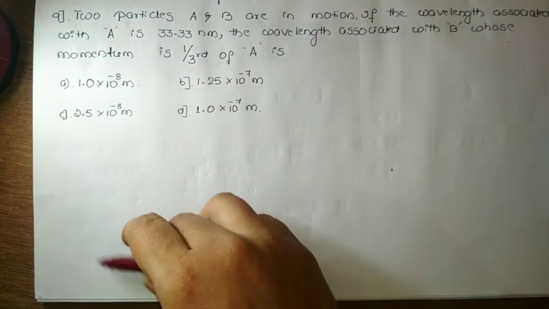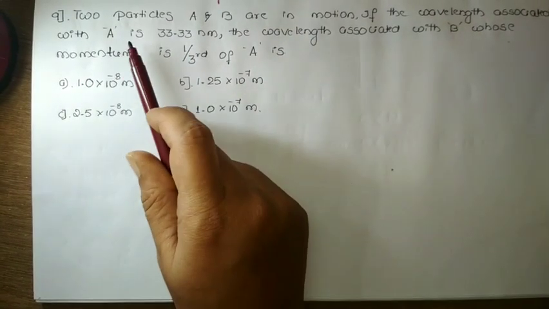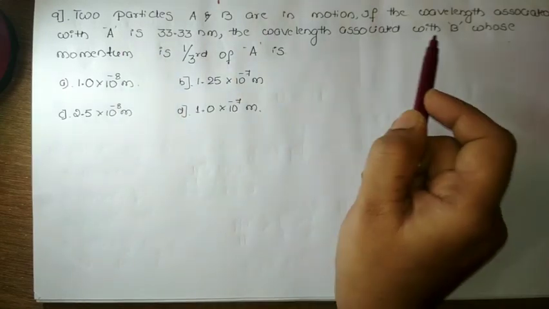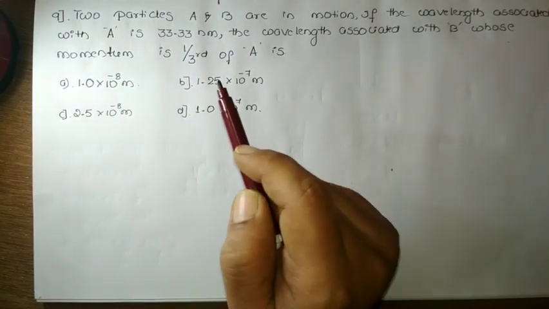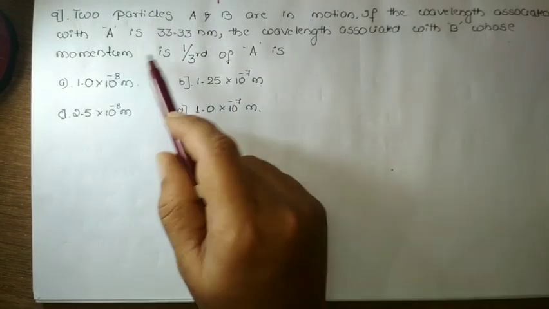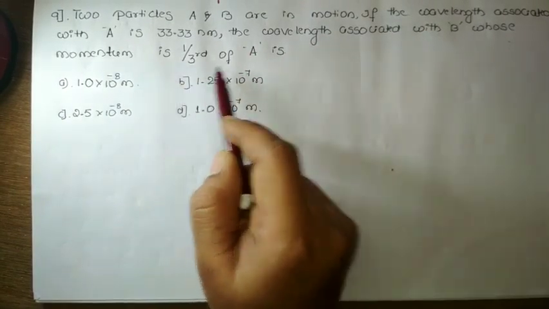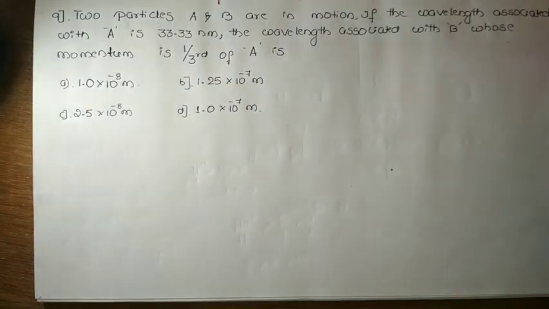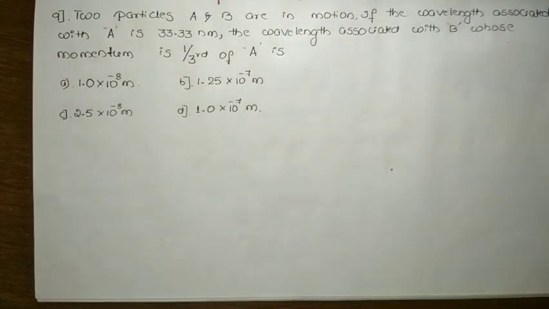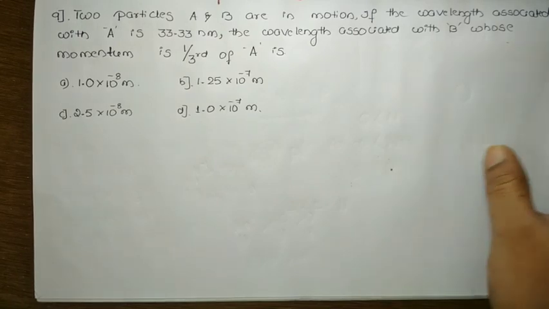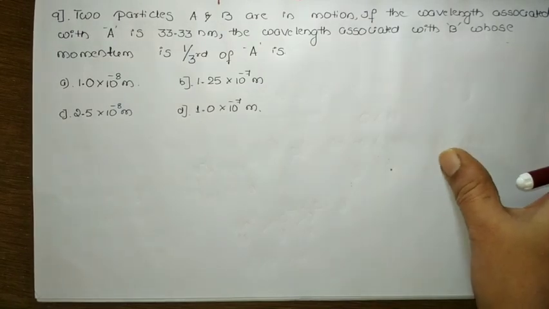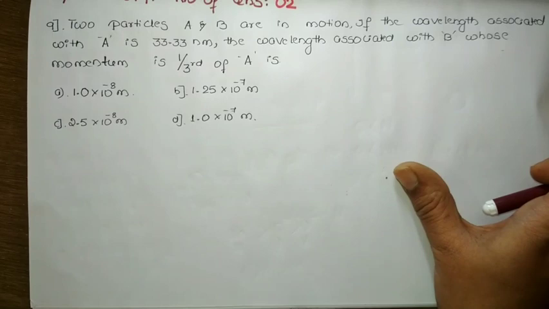So what we need to find out is the wavelength of the B particle, given the wavelength of A. The condition is that the momentum of B is 1/3 of A. How are we going to find this? Very simple actually. For this you should know the de Broglie equation.